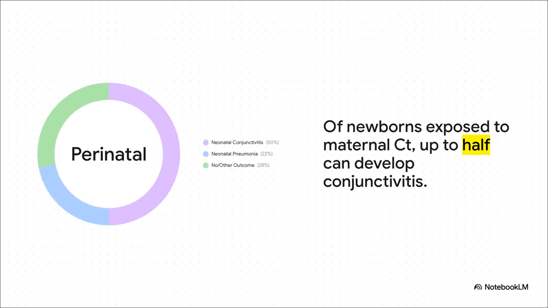And the risk to newborns is just as stark. Think about it. For a baby born to a mother with an active infection, there's up to a 50% chance of developing conjunctivitis. A 50-50 shot. And on top of that, a 22% chance of developing pneumonia. This is exactly why prenatal screening for chlamydia is so incredibly important.